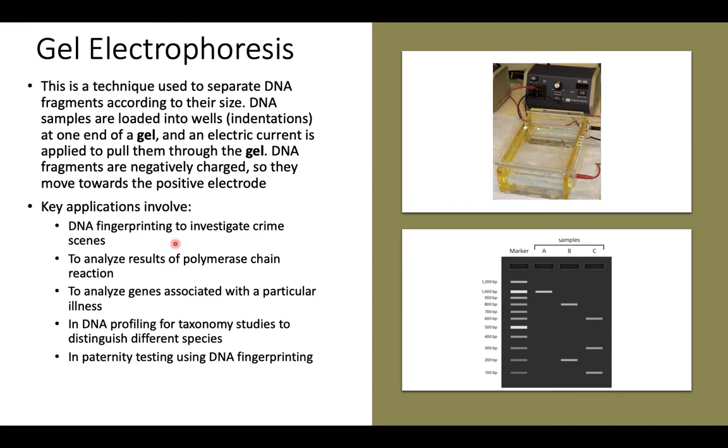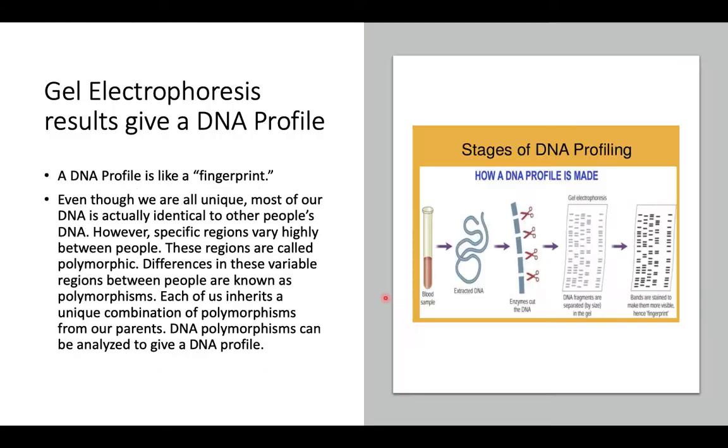Okay, so then what you end up with is a DNA fingerprint, and you can use this fingerprint to investigate crime scenes, to analyze results of PCR reactions, to analyze genes associated with a particular illness, or for DNA profiling, to study different species in a taxonomic study or in paternity testing using the DNA fingerprint that you see here. So gel electrophoresis results give a DNA profile. So a DNA profile is like a fingerprint.